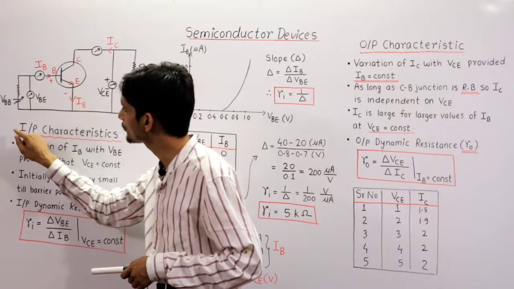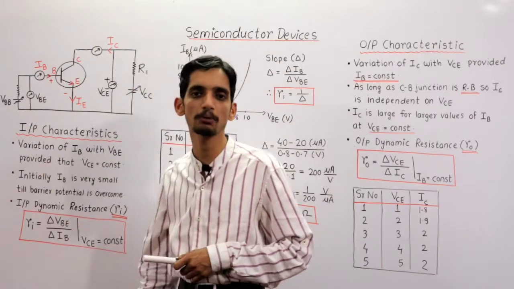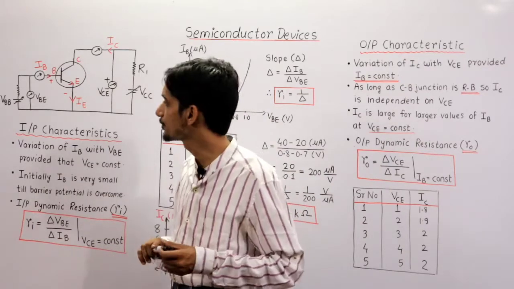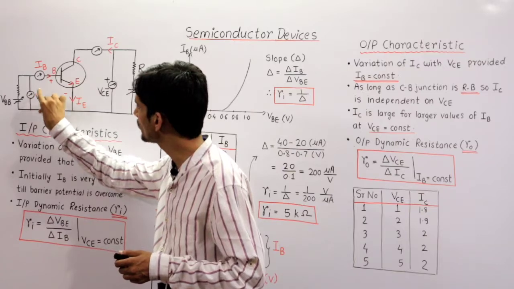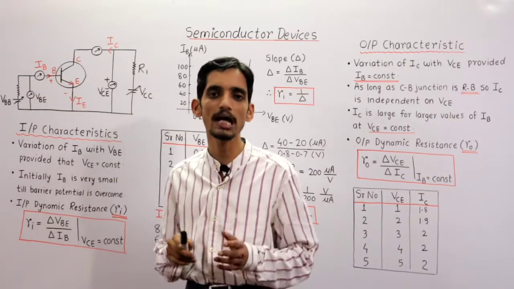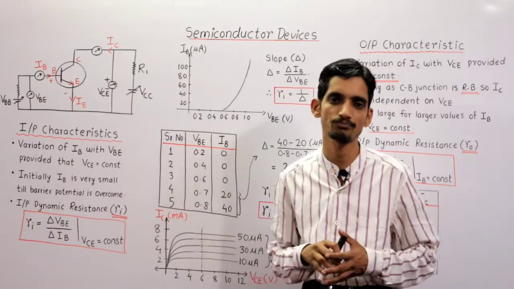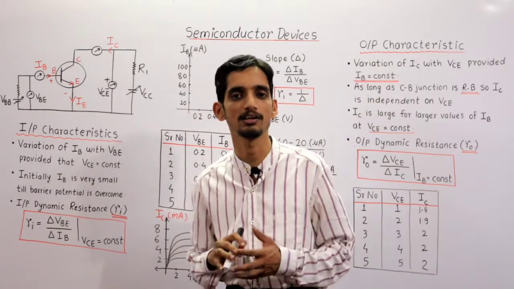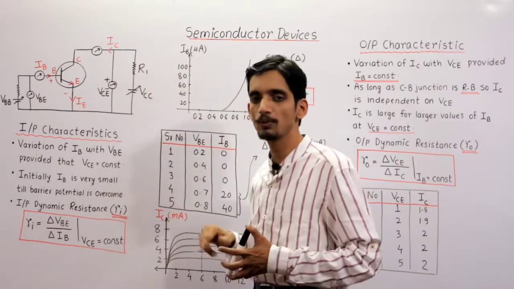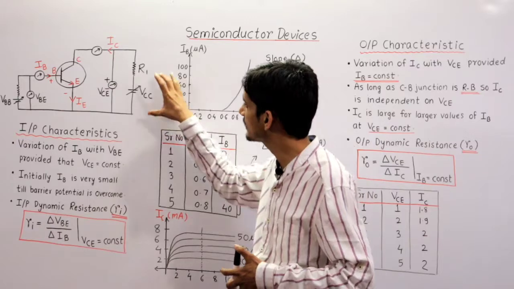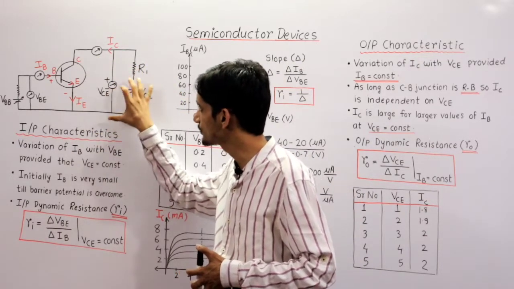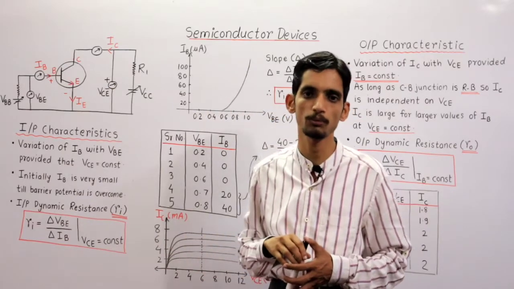Now the arrangement consists of this VBB, a variable supply voltage. What is the function of that voltage? To provide the base to emitter voltage across the junction, so that the junction becomes forward biased and the transistor conducts. Another supply voltage is VCC, which is also variable, and it is connected so that the voltage across the collector and emitter terminals is maintained for proper biasing.